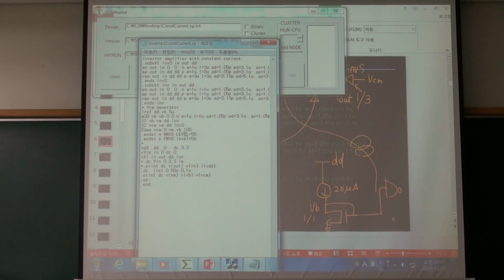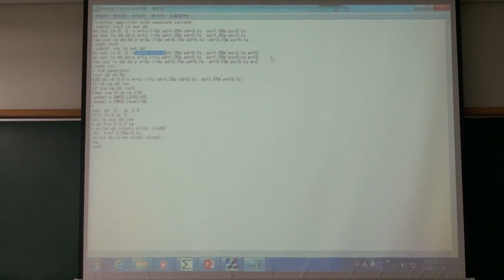Let's see. What's the multiplication factor of this one? 1 by 1. So when it's connected to this inverter, this is a 10 by 1, right? 10 times larger, because this M is 10. So 10 times larger current. If I sweep this current from 0 to 50 microamp, it will sweep the current in the inverter from 0 to 500 microamp, right? Okay, let's try to simulate this one.